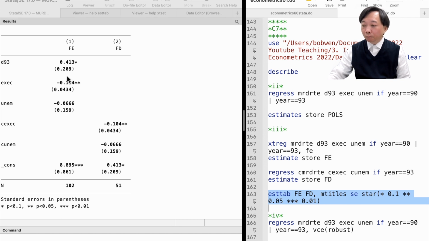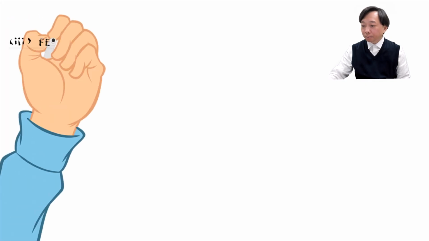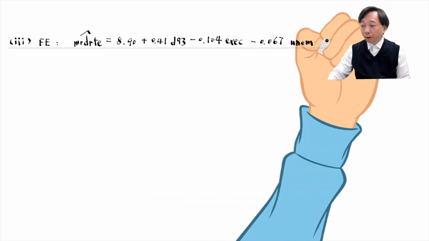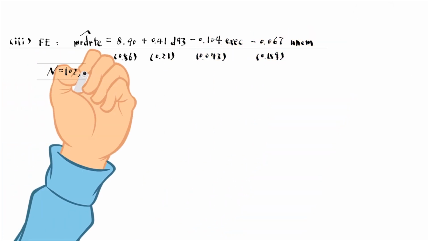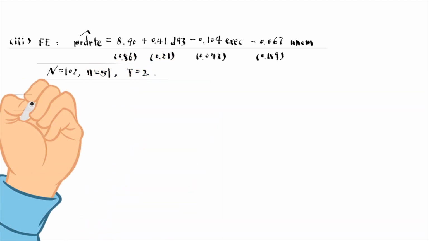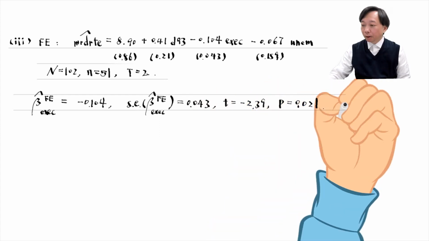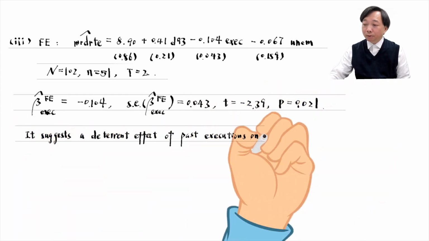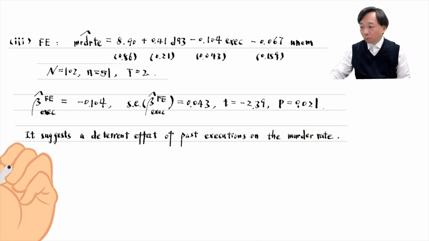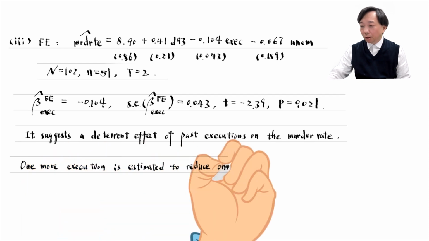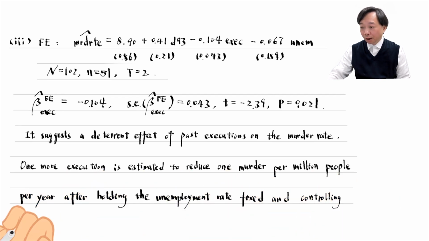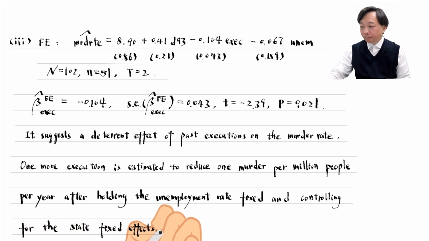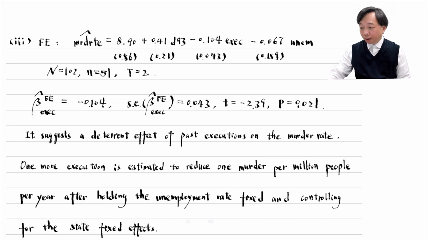It is minus 0.104. Its usual standard error is 0.0434. The t-statistic is minus 2.39 and its p-value is 0.021 against a two-sided alternative. It suggests a deterrent effect of past executions on the murder rate. One more execution is estimated to reduce murders by 1 per million people per year after holding the unemployment rate fixed and controlling for the state fixed effects. The effect is statistically significant at the 1% level.